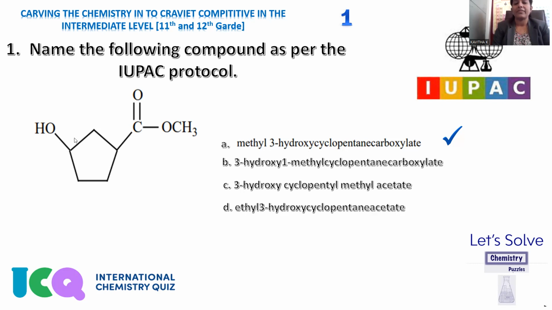That cyclic ring, we can say cyclopentane. A 5-membered cyclic ring can be designated as cyclopentane. And the remaining part will be the carboxylate. Simply we can write carboxylate. So the entire name will be alkyl, meaning methyl, and hydroxy is present on the third carbon of the ring, so 3-hydroxy, and this ring will be cyclopentane, and this will be designated as the carboxylate. That is perfectly mentioned in option number A. For question number 1, option number A will be the correct answer.